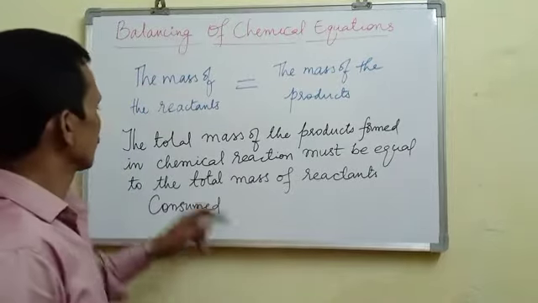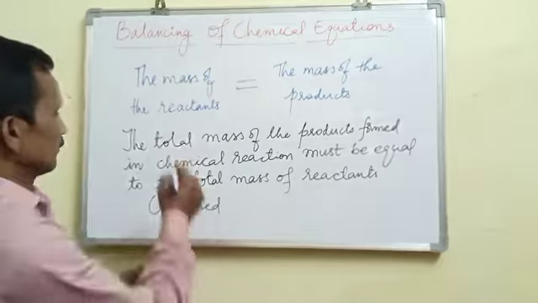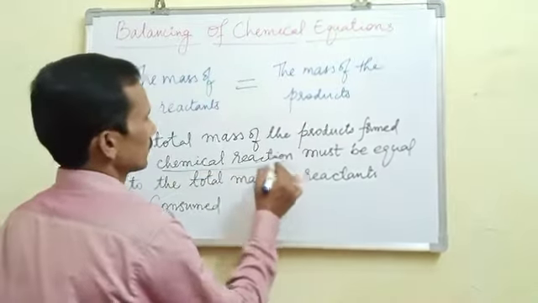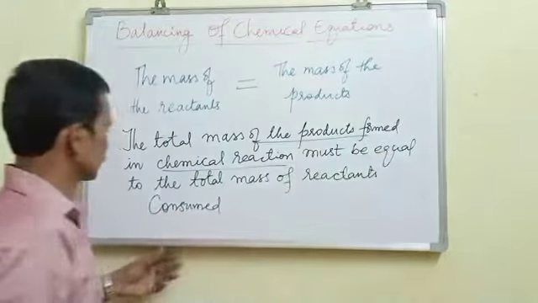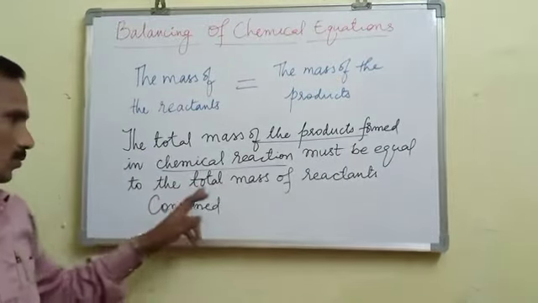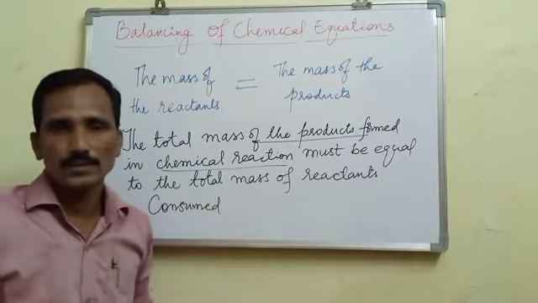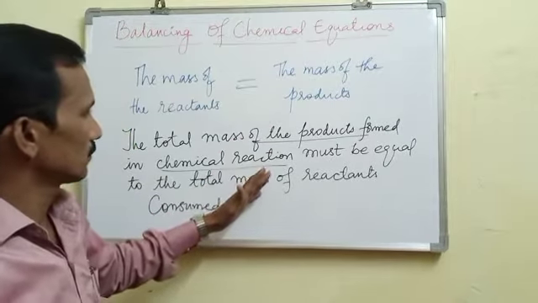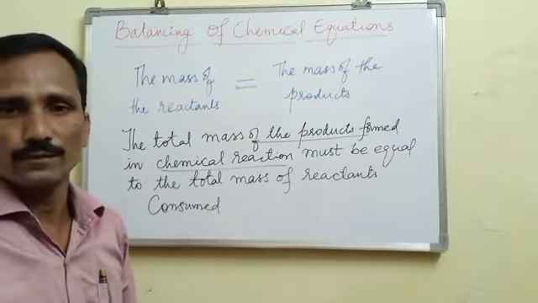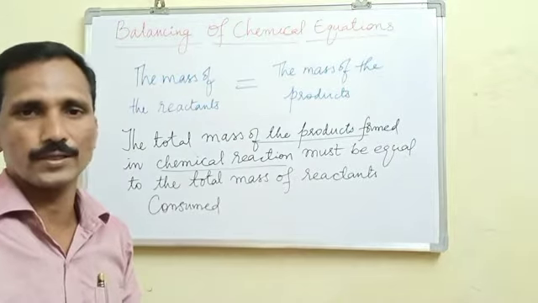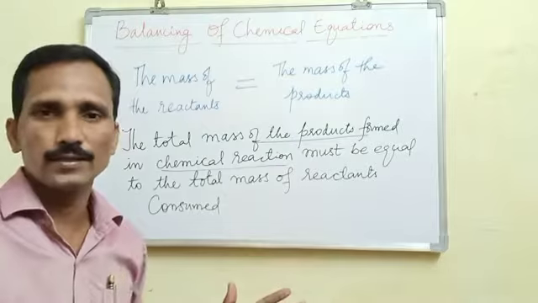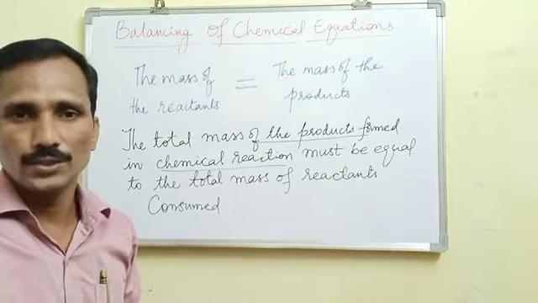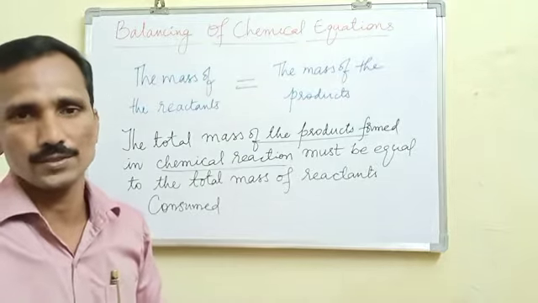So dear students, in a chemical reaction, the total mass of the products formed must be equal to the total mass of the reactants consumed. It is the law of conservation of mass. According to this law, the number of atoms of each element in a chemical reaction at the reactant side and at the product side should be the same. That's why we need to balance the chemical equations.